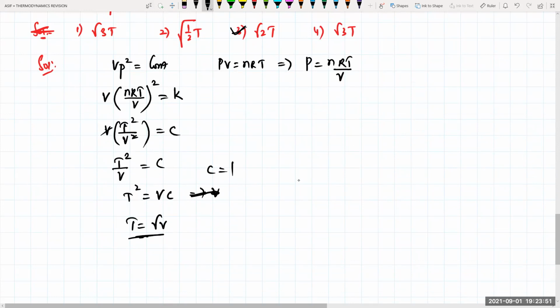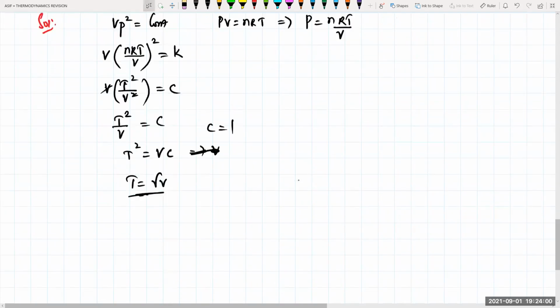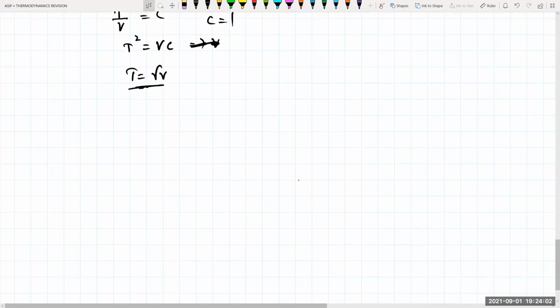Is it clear? So what will be the temperature is asked. The temperature is equal to root 2 times the V value, whatever V value is taken, you can substitute and simplify the relation for that. Clear? Is that clear for everyone?